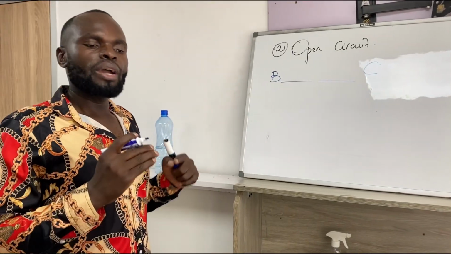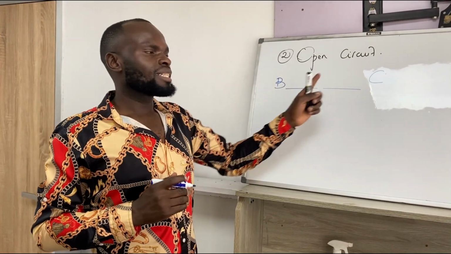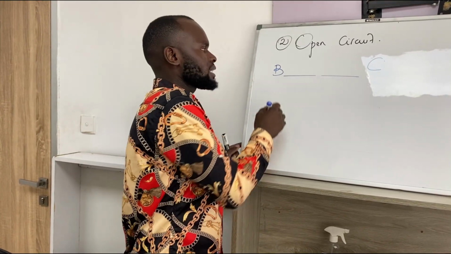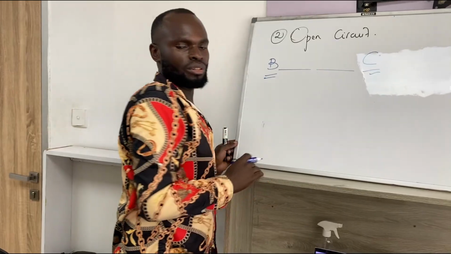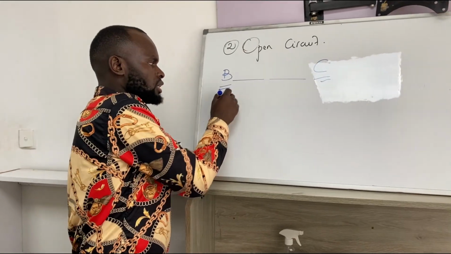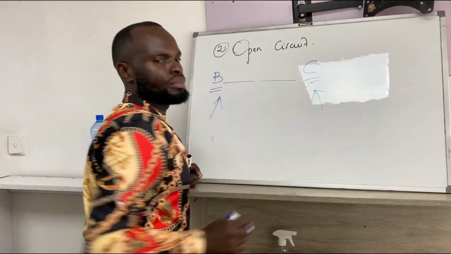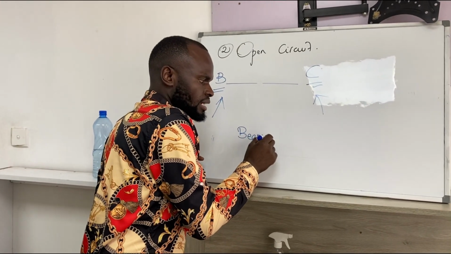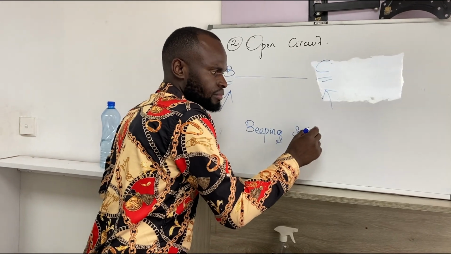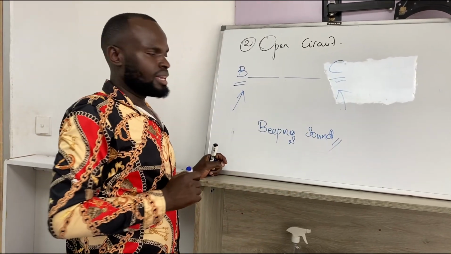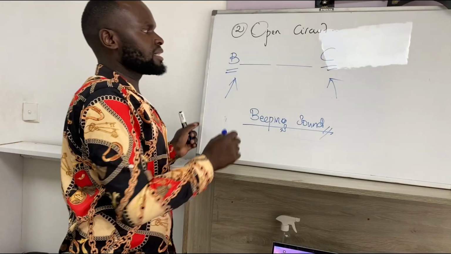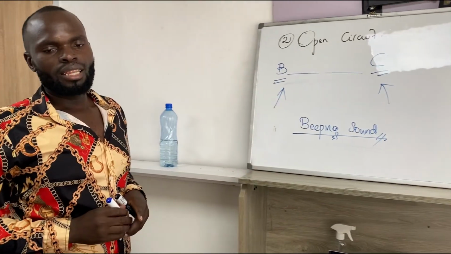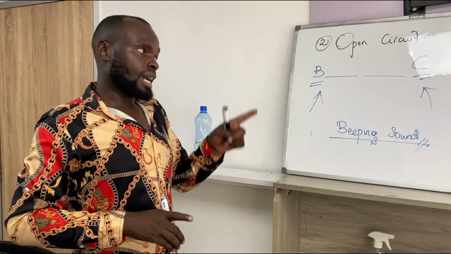Okay? So you expect point B, C to be continuous. You are expecting point B, C to have continuity. And you put here one probe, and you put here another probe. Then you do not get the beeping sound. If you do not get the beeping sound, that means that this line, of course, there is a breakage in between.